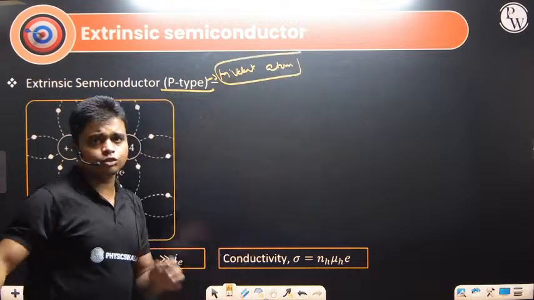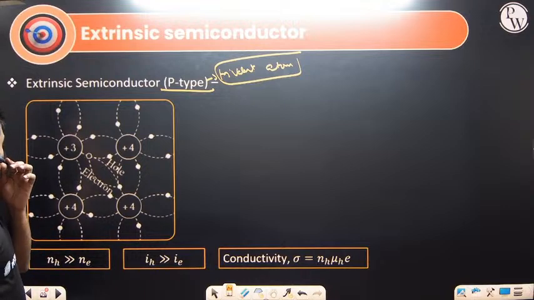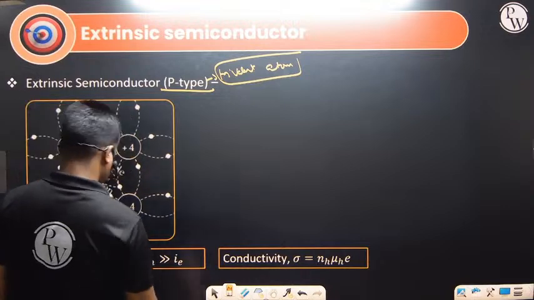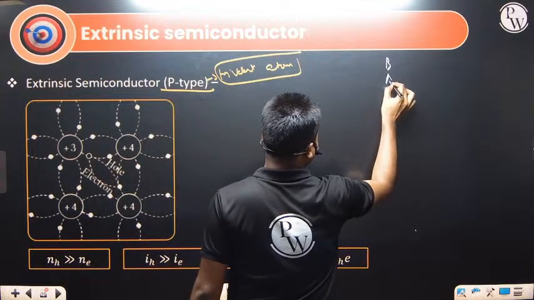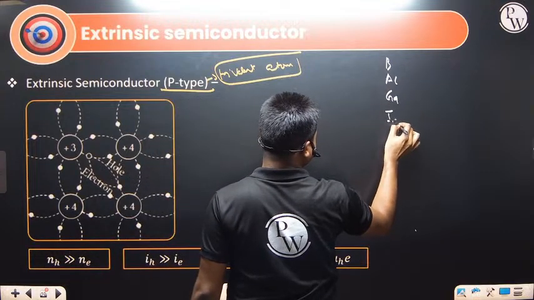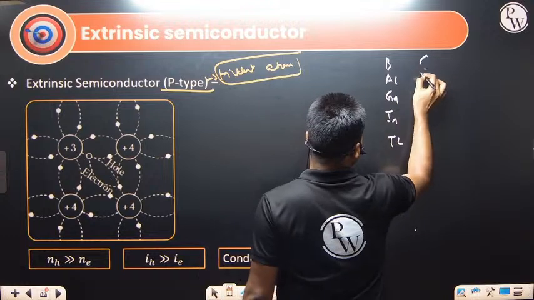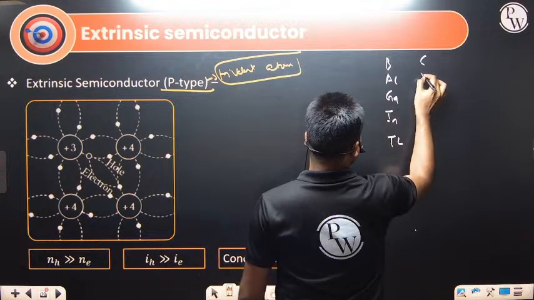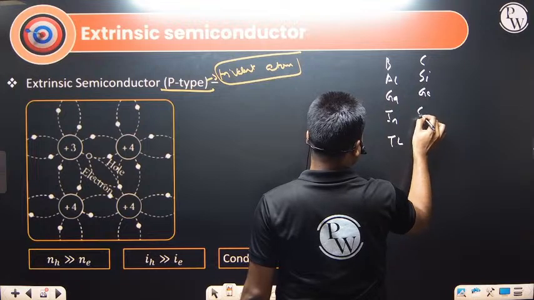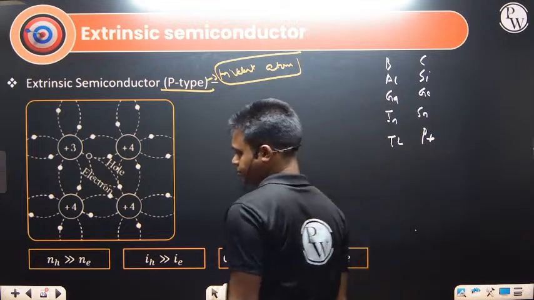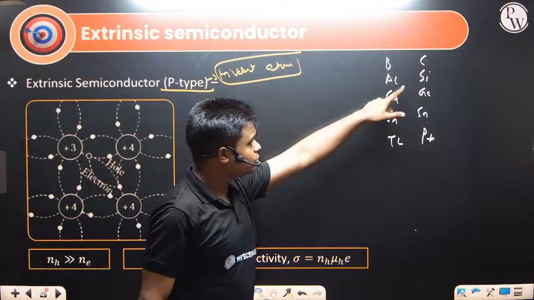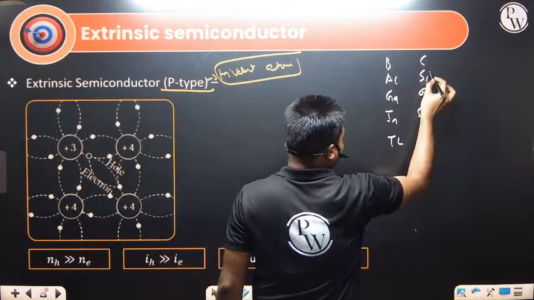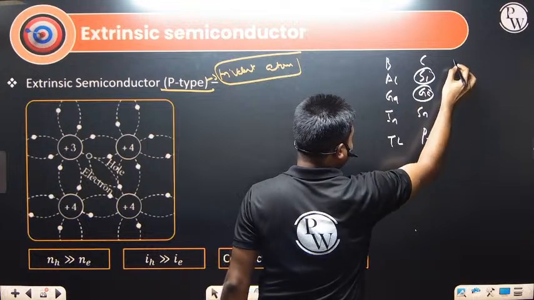So it will be doped with a trivalent atom. What is a trivalent atom? B, Al, Ga, In. If we talk about this silicon, and this is germanium, and here we have.